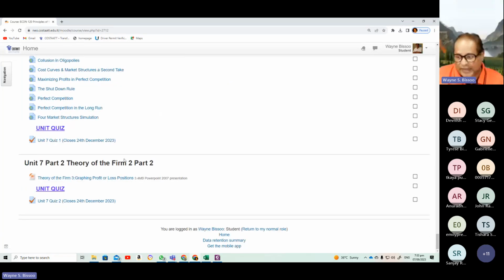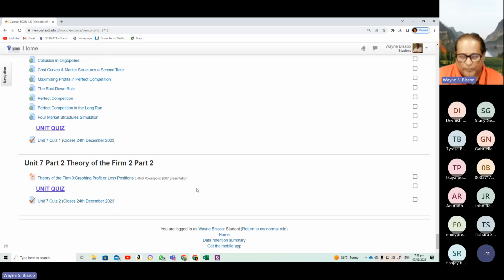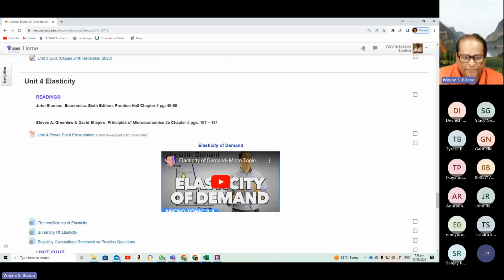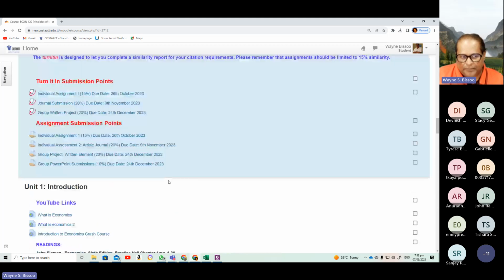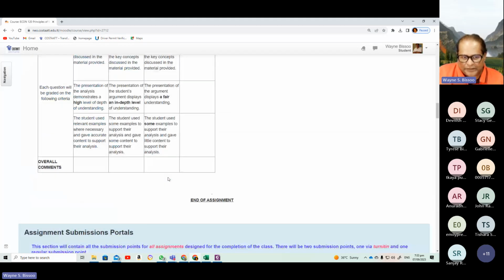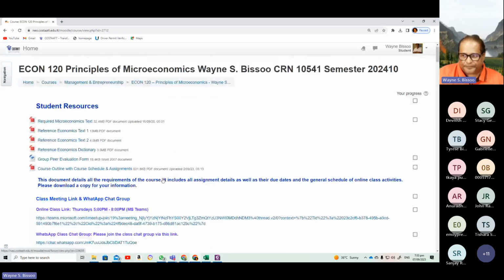Then there's an extra quiz. This is only about the graphing situations. So theory of the firm graphing, profit and loss positions, and a quiz on this, which is specifically with diagrams. So you do that. Now, at the end of the day, I take the 7 best outcomes. All right. Okay, so any questions that you all want to ask here?